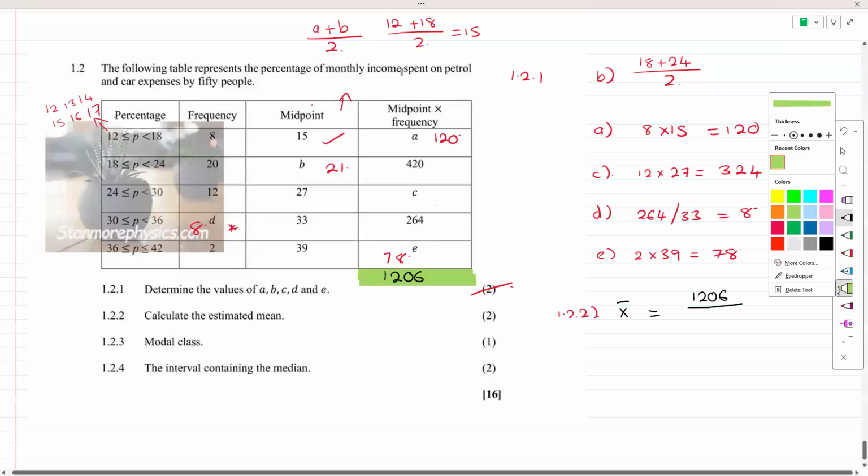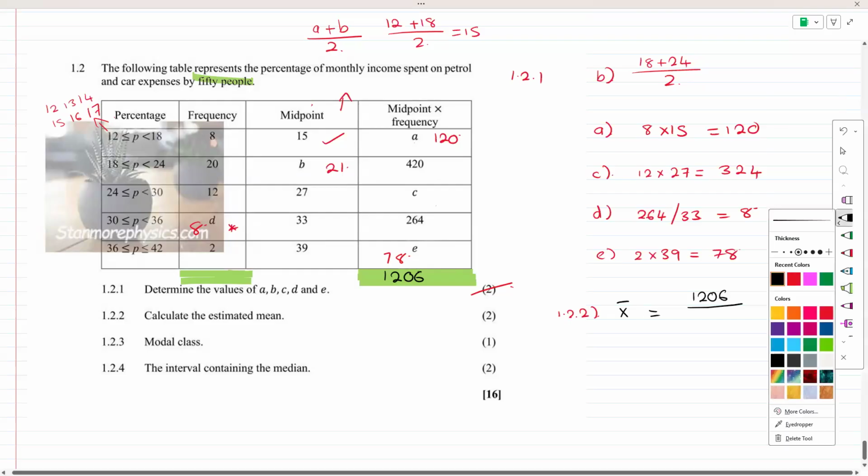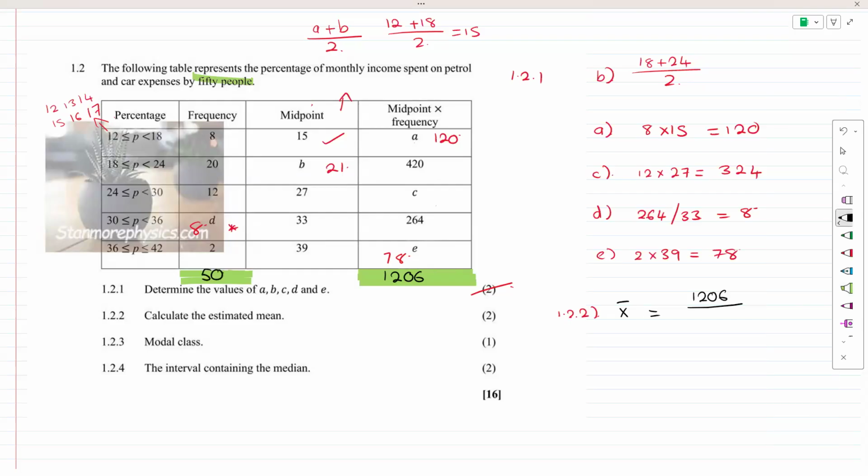They said there's 50 people, but let's confirm that, because if we add the frequency, we would know if it's 50. So it'll be 8 plus 20 is 28, plus 2 is 30, plus 12 plus 8 is 50. So now we know for a fact that this is 50, and I can divide by 50. 1206 divided by 50 is 24.12. That's all there is to this question.